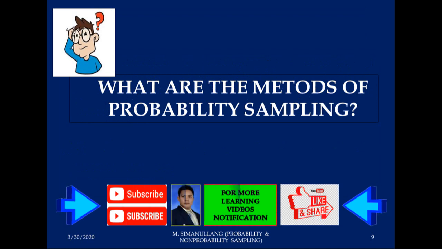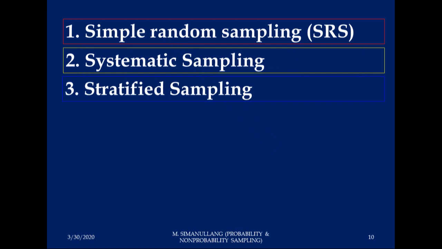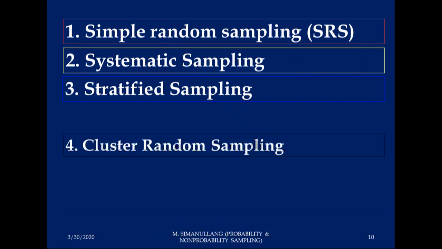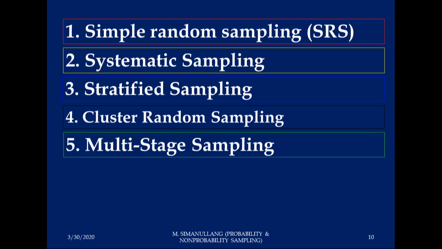Now we continue to the next point. What are the methods of probability sampling? The methods which are used in probability sampling. Number one, it can be done by simple random sampling, by systematic sampling, stratified sampling, cluster random sampling, multi-stage sampling.